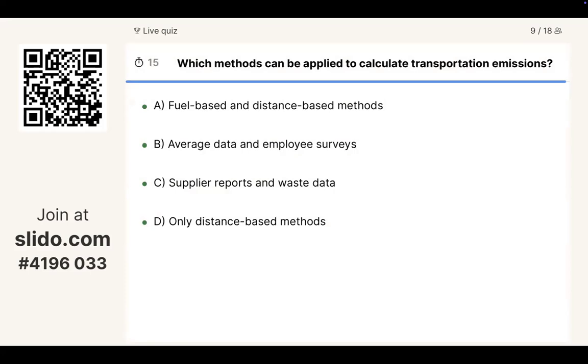Next question: which methods can be applied to calculate transportation emissions? Is it the fuel-based and distance-based method? Is it the average data employee survey method? Is it only the distance-based method?